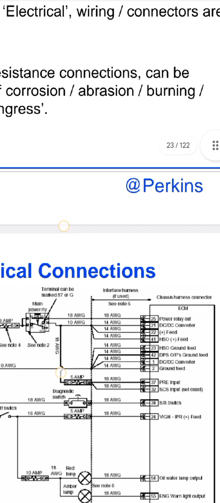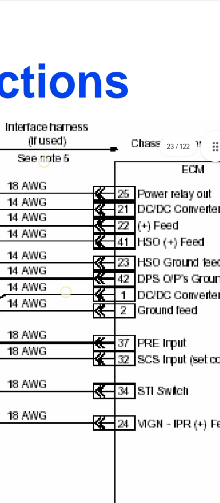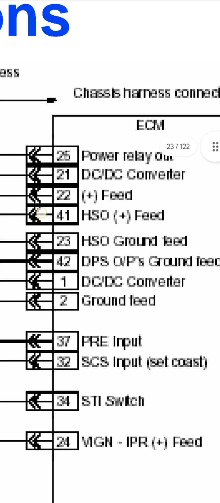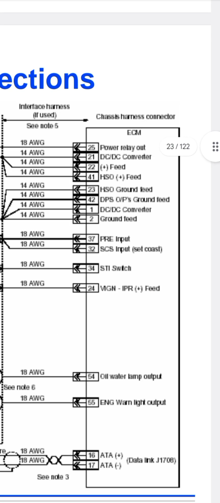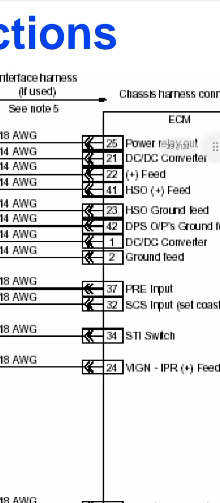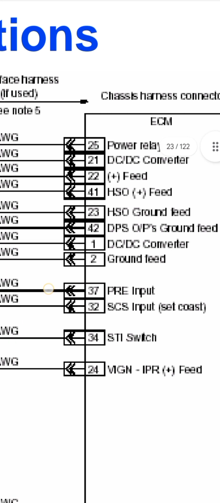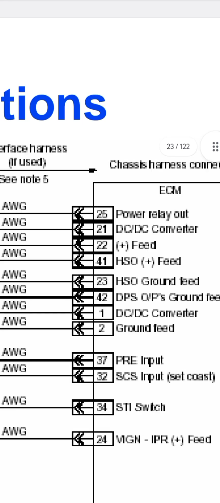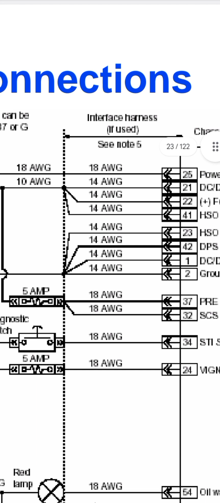After that, the other set of four, 23, 42, 1 and 2, is our negative input supply to the ACM. You should check this, it is the ACM main supply: the upper 4 pins are positive and the lower 4 pins are negative supply. After that is the PRE input and SES input, the STI switch, a voltage ignition. This is our ignition key switch voltage supply directly to the ACM for starting purposes.